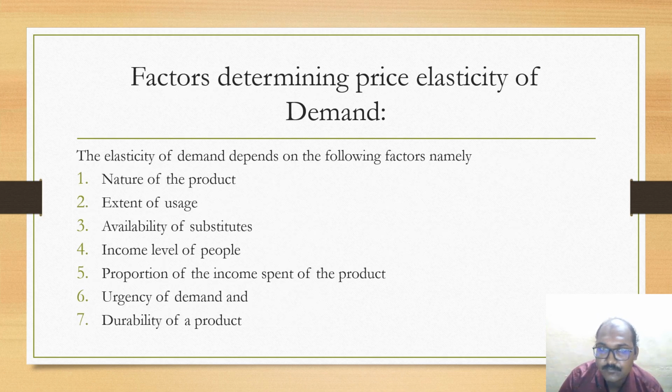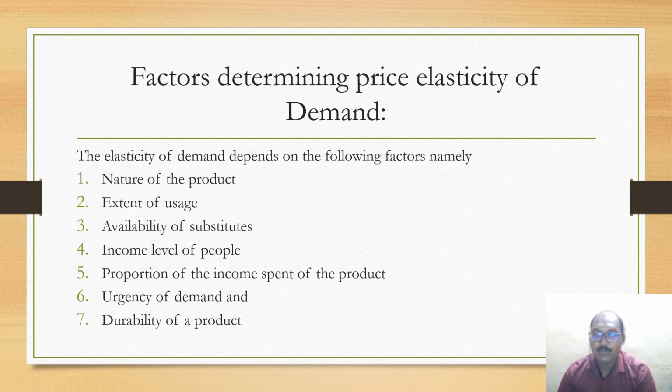So these are some of the factors determining the price elasticity of demand. Just as with the demand factors, price elasticity also depends on similar factors. For example, the nature of the product. If a product gets rotten within 2 days, then automatically there won't be much demand for it. Or the extent of usage. If it is in long use, the demand will be high, but the elasticity will be almost like unit or less, relatively inelastic.